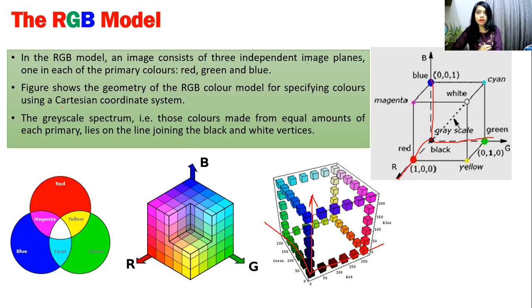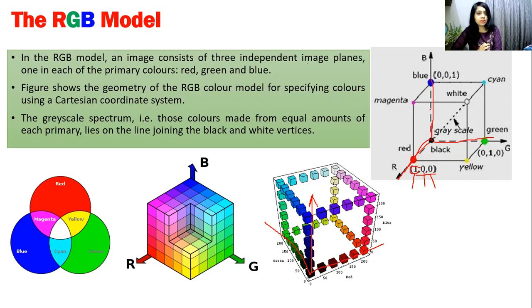The figure shows the geometry of the RGB color model for specifying colors using a Cartesian coordinate system. Now you can see here, this red plane is represented by 1, 0, 0. So what does this 1 represent? 1 represents the presence of red color. And this 0 represents absence of green color, and this 0 represents absence of blue color in this direction.